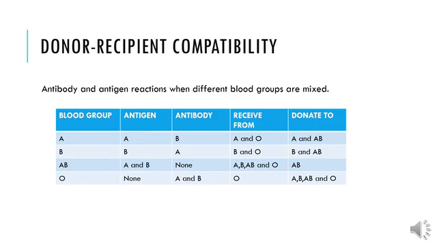Then we have blood group O. A blood group O person has got no antigens, but they produce antibodies against A and B.